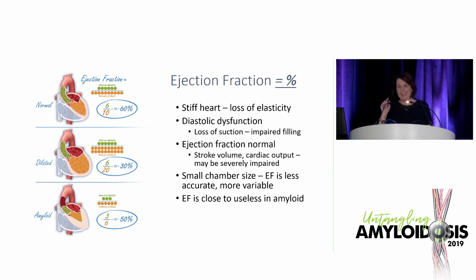So I make the case to you that EF is close to useless in amyloid. Now, that's a little exaggeration. We do want to know the ballpark. Is it 10 or 25%? Those really low EFs are obviously associated with poor outcomes. Is it 25 to 45, or is it more than 45%? So I just kind of caution you, that's the spiel that I give to the patients. And these minor changes in EF often don't mean a lot.